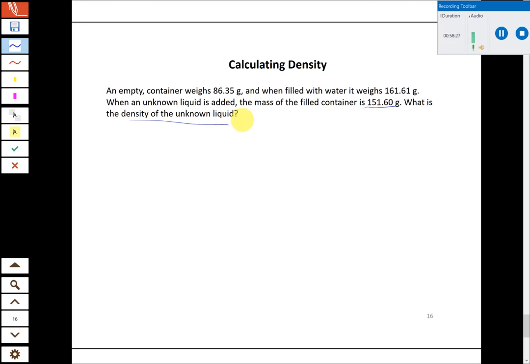When we're doing complex problems like this, one's not too bad, but it has a few steps involved. The first thing I like to start with is, what are we looking for? We're looking for the density of the unknown liquid, and so for that we need the mass of the unknown liquid and we need its volume. Once we have those two quantities, we're going to divide the two and get the density.